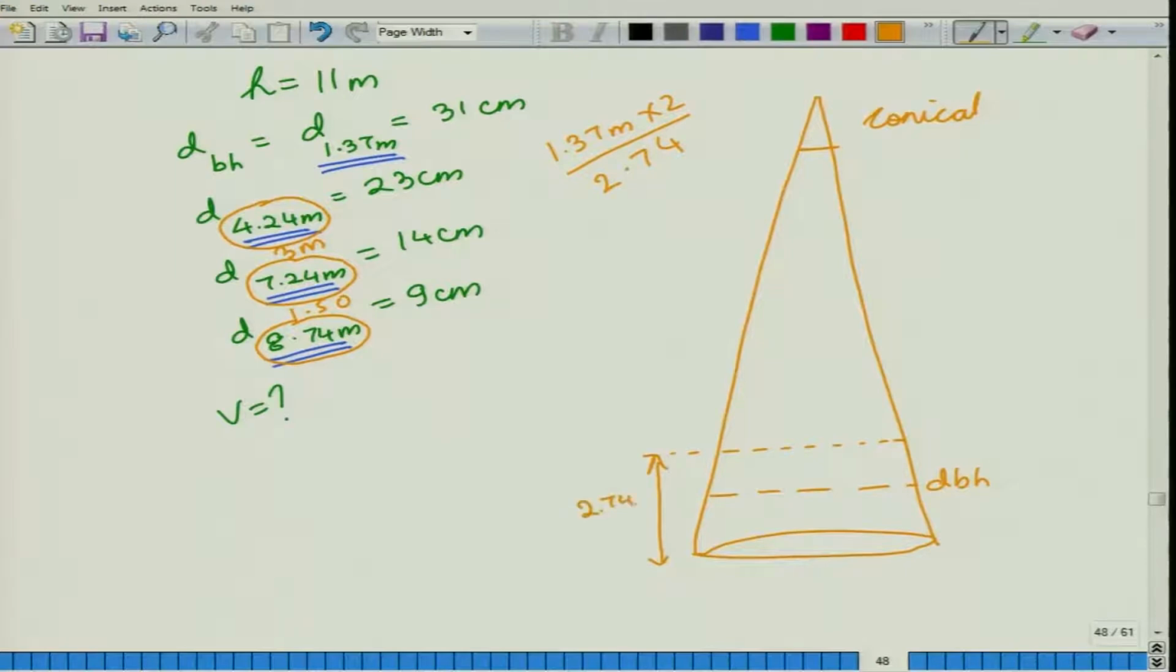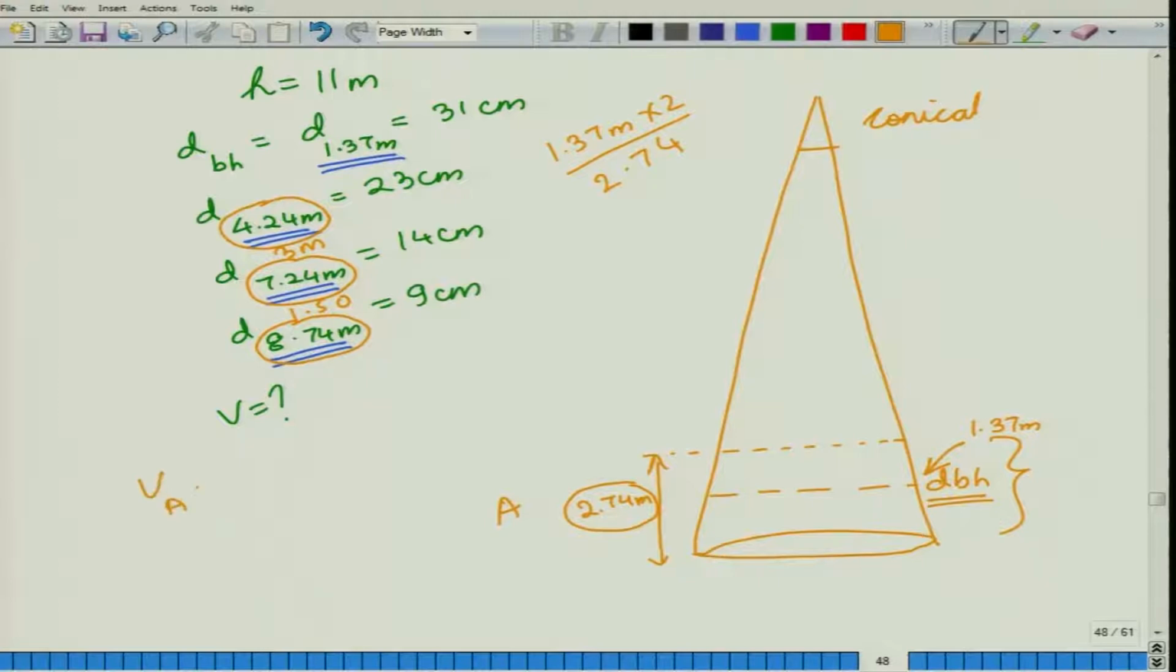So, this is 2.74 meters. Now if we consider this section, let us call it section A. It has a length of 2.74 meters and its center point is the breast height, that is 1.37 meters. At the center location, we know the diameter, we know the height of this log. So, can we now find out the volume of this section?